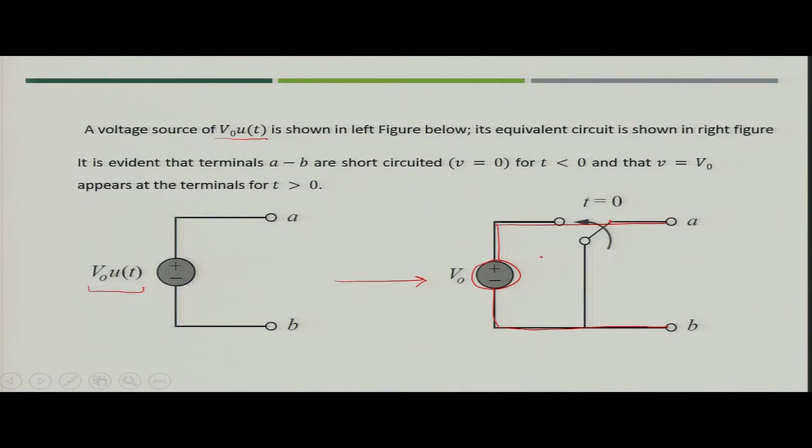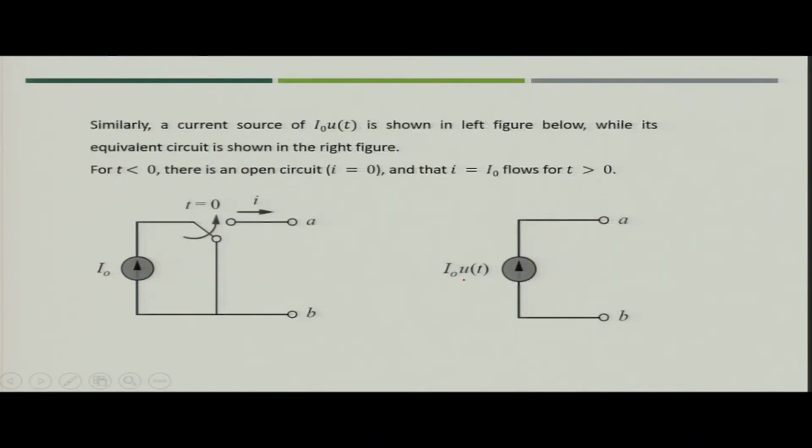So the unit step response can be represented with the switching event, which is represented with the help of a switch in the circuit. We can say that when time t is equal to 0, the switch is thrown from this position to this position. Then at the t equal to 0 plus condition, the voltage across terminal A B will become V naught. This is how you represent the voltage.